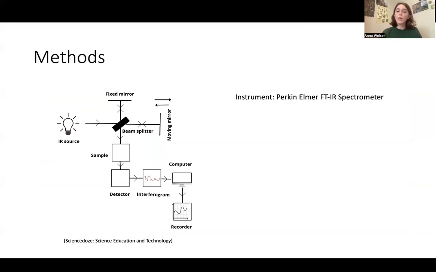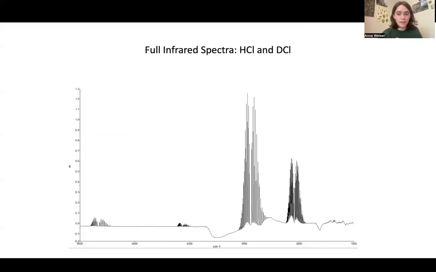Methods, very quickly, we used a Perkin-Elmer FTIR spectrometer where we use an IR light source going through a beam splitter and interacting with a fixed and moving mirror, which the distance of the mirror is recorded and used in processing the data. After it goes through the sample onto the detector and interferogram, we can interpret the degree of constructive and destructive interference in the IR radiation, the infrared radiation, and then the computer is able to use Fourier transform to convert from the time to the frequency domain, and then we have useful data. So let's look at our data.